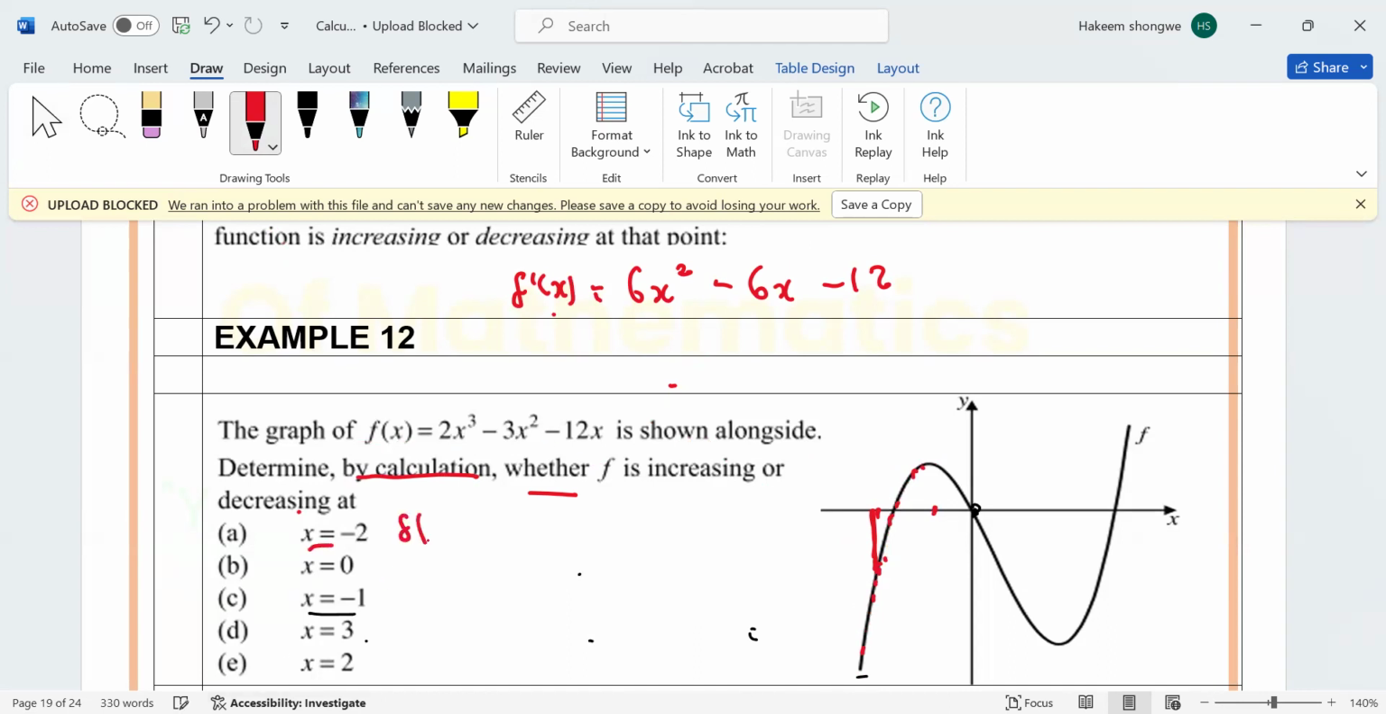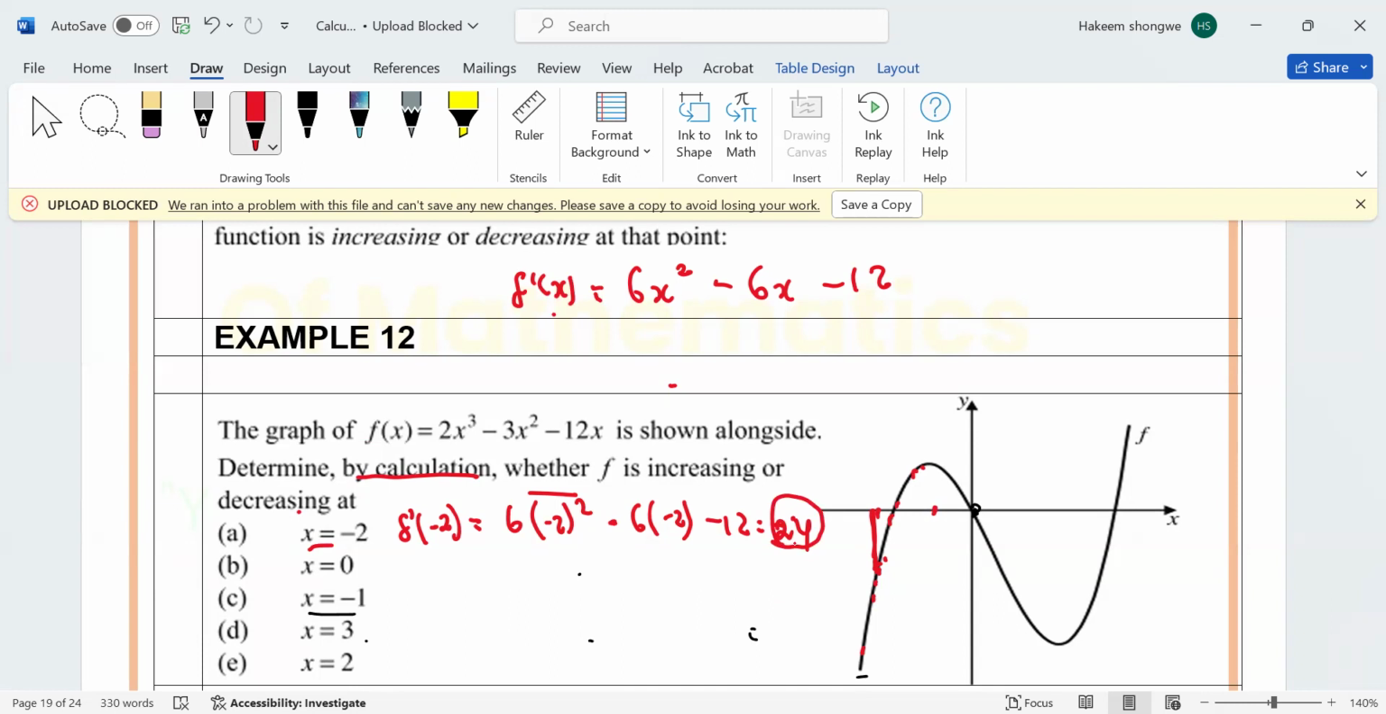I'm going to say f prime, not f of x, f prime is the one which is going to tell me whether the function is increasing or decreasing. f prime of minus 2. Then I'm going to have 6 multiplied by minus 2 all squared, minus 6 multiplied by minus 2, minus 12. I'm going to get 24 if I'm not mistaken. 24. Now, the answer that I got here can either be negative or positive.